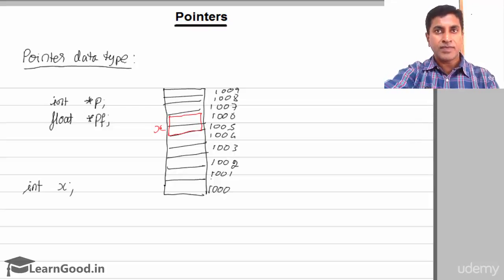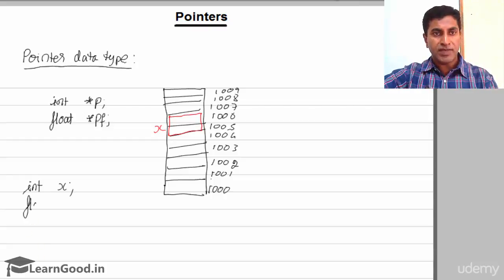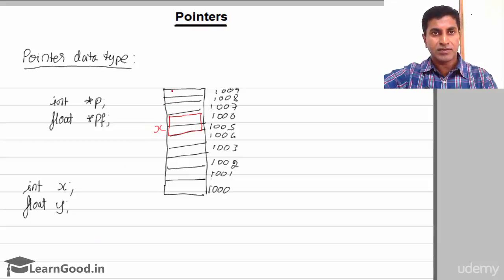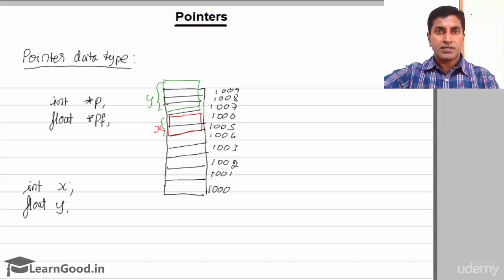Same way, if I declare a float variable, that is by giving a float of y, for this y, 4 bytes will be allocated. Let's take somewhere here 4 bytes has been allocated. So these 4 bytes are allocated for y. Okay. So x integer will occupy 2 bytes, whereas float will occupy 4 bytes.